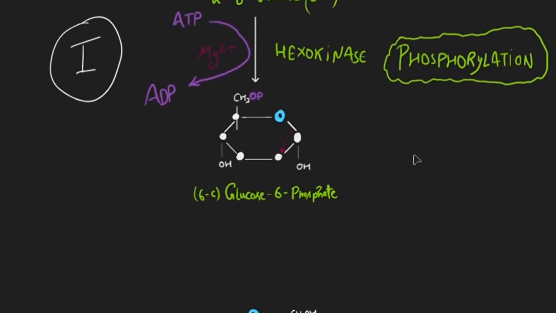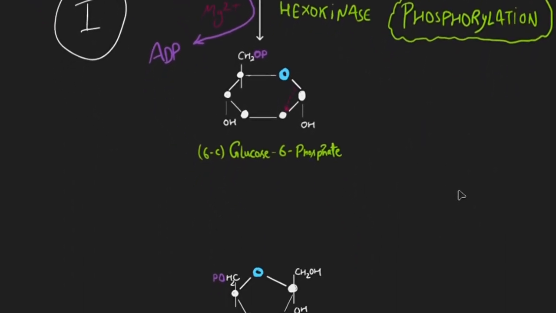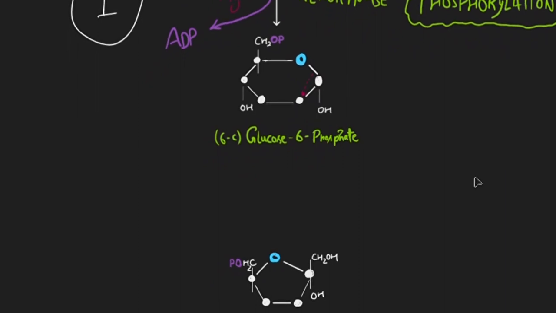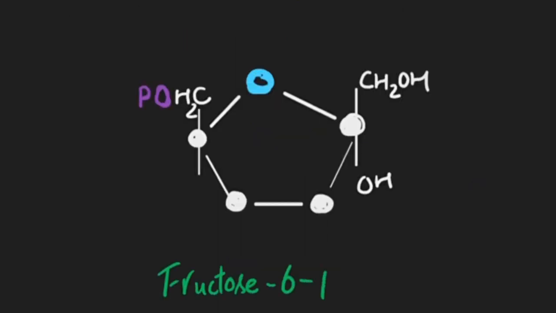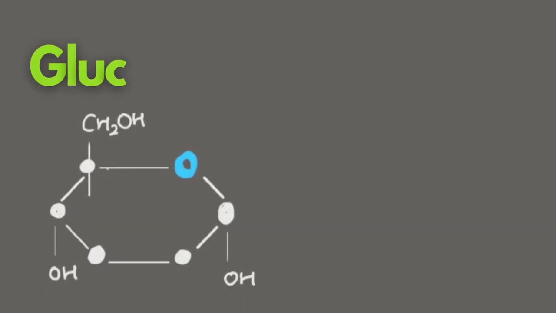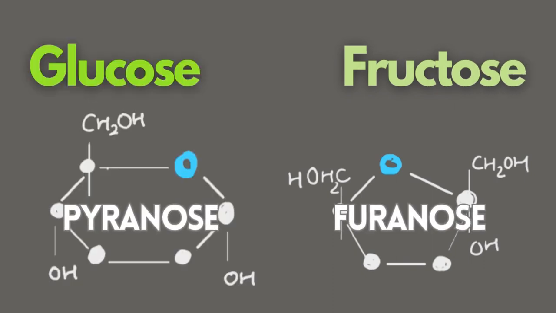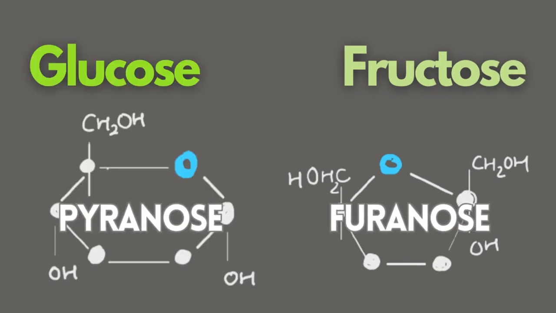Remember that thing. After the formation of glucose 6-phosphate, it will further convert it into another intermediate in glycolysis. That intermediate is fructose 6-phosphate. अब glucose और fructose में एक ही फर्क है. Glucose में जो sugar molecule है that is a pyranose, and the fructose has a sugar molecule which is a furanose. That means a hexagon and a pentagon respectively.